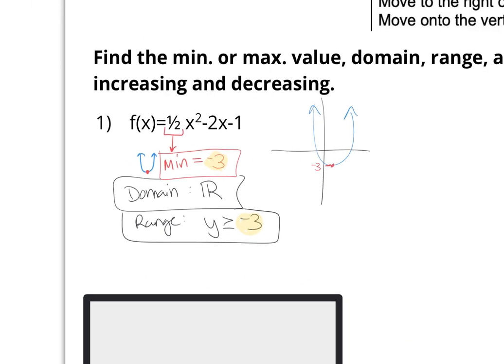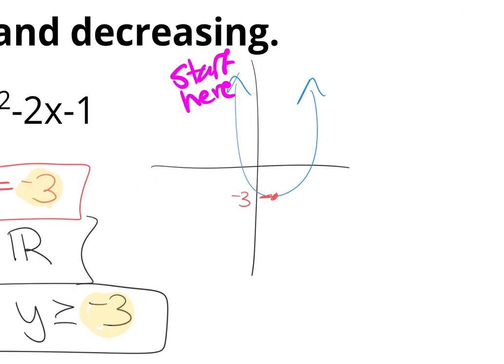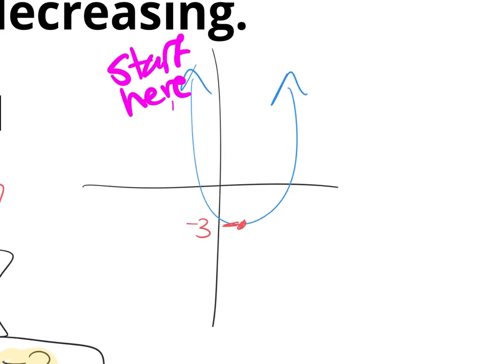Last 2 things. They want to know when is it increasing and when is it decreasing. Okay, so always start on the left, just like reading a sentence. So start here, okay? Or start left, however way you want to write that. But I'm starting on the left side of my graph. I'm going to zoom in on this so I can kind of just focus on there. Am I increasing or decreasing as I trace down? Decreasing, good.